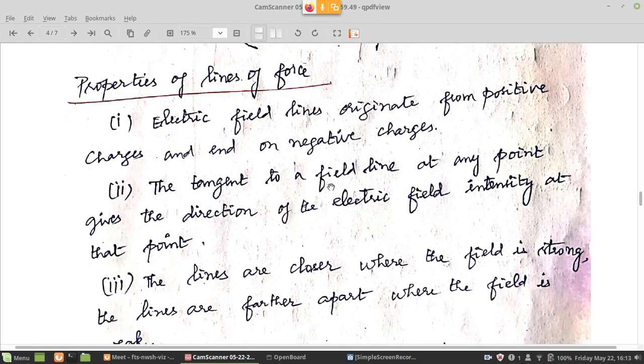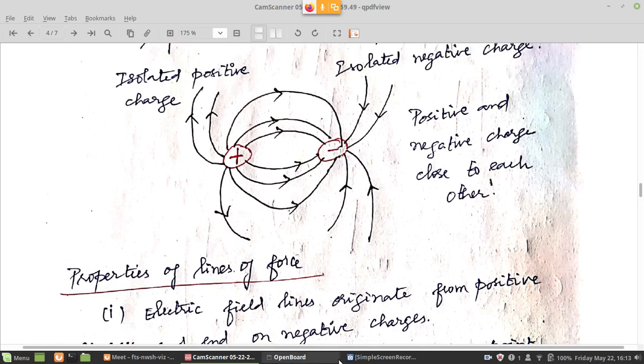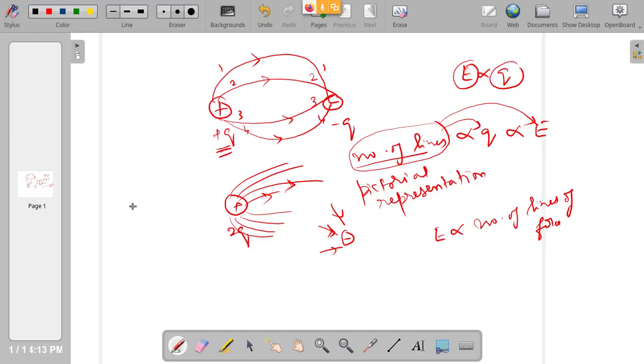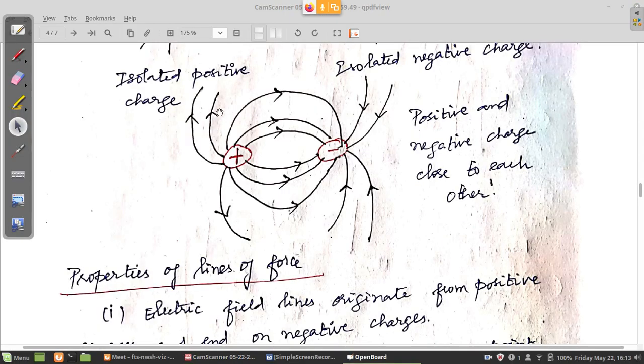Next, the tangent to a field line at any point gives the direction of the electric field intensity at that point. So if you want to know the direction of the electric field, all we have to do is to draw a tangent. So if this is a line of force, and at this point I want the electric field, all I will have to do is to draw a tangent there. Similarly here, tangent. Here, tangent. Anywhere here, tangent. So the direction of electric field constantly changes, as you can see.